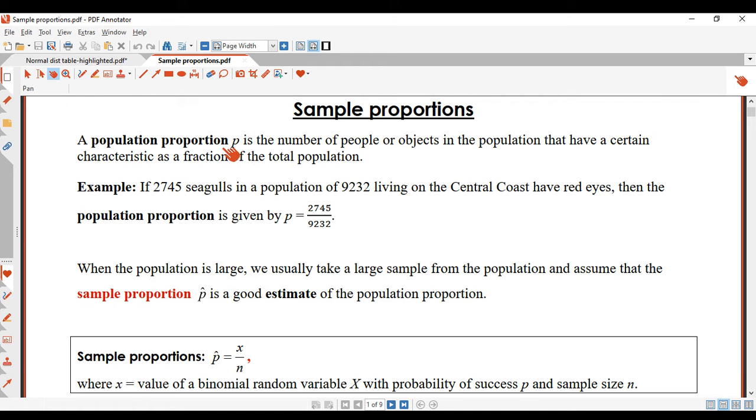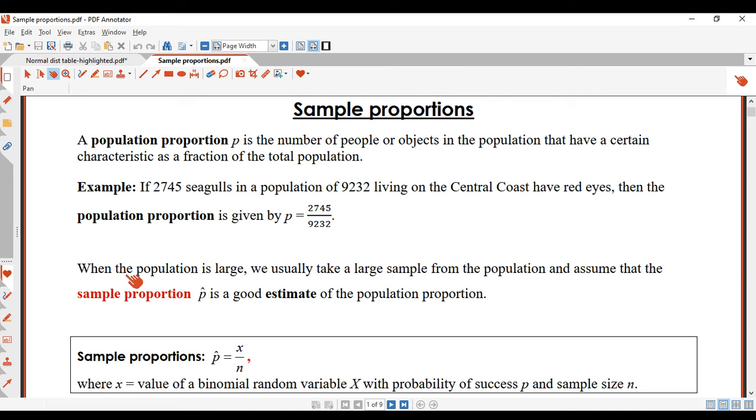A population proportion P is the number of people or objects in the population that have a certain characteristic as a fraction of the total population. For example, if we have 2,745 seagulls in a population of 9,232 living on the Central Coast, they have red eyes, and the population proportion is given by this. Now, this is called a population proportion because we have the whole population into consideration, and we know how many of those seagulls have red eyes. So this is the proportion of red-eyed seagulls for the whole population. So that's a fairly basic idea.